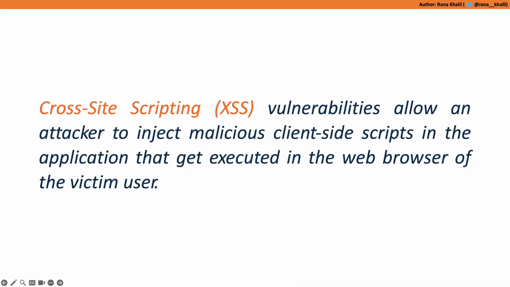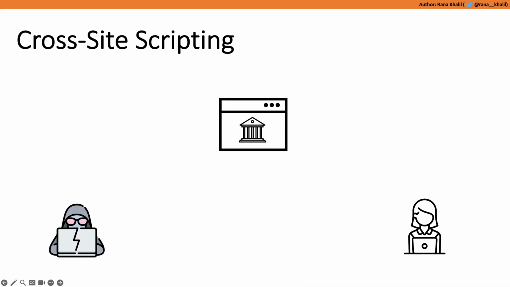Cross-site scripting, or in short XSS, is a vulnerability that allows an attacker to inject malicious code or client-side scripts in the application that ends up getting executed in the web browser of the victim user. So unlike SQL injection or command injection, cross-site scripting is a client-side vulnerability. When you exploit this type of vulnerability, you're not actually exploiting the application server. You're exploiting the users of the application. Let's take an example to better understand this.